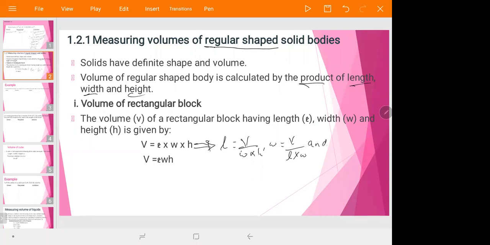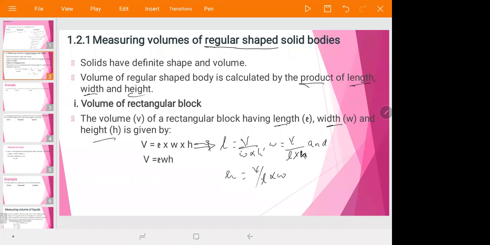And what about height? Height is equal to volume over length times width. Therefore, to find the volume of a rectangular block, the volume is given by calculating the length, width, and the height of a rectangular block.